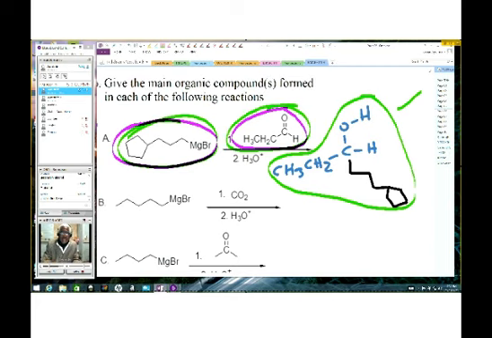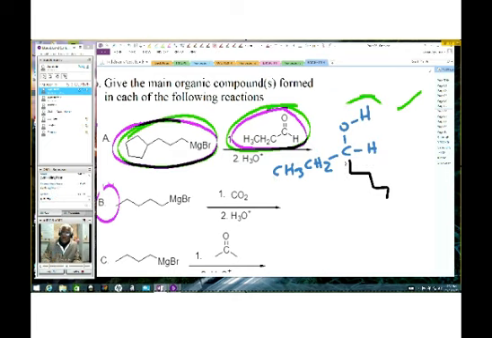Question B, this here. A Grignard reagent reacting with carboxylic acid. What class of compound do you expect to get? Let me go ahead and erase this. A Grignard reagent reacting with carbon dioxide. I'm sorry, I said carboxylic acid. I gave that away. Yeah, the answer is carboxylic acid.